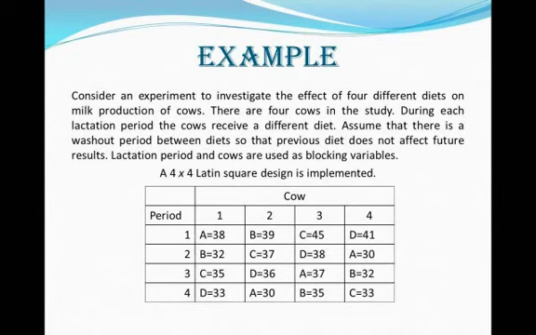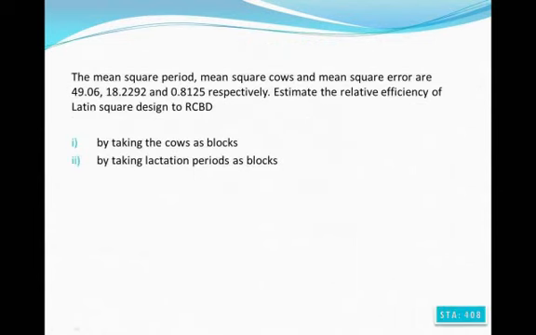Lactation period and cows are used as blocking variables. Here, lactation period in the rows and the cows in the columns, both are used as blocking variables. A 4x4 Latin square design is implemented. You can see the design here. The mean square period, mean square cows and mean square error are 49.06, 18.2292 and 0.8125 respectively. Estimate the relative efficiency of Latin square design to randomized complete block design.